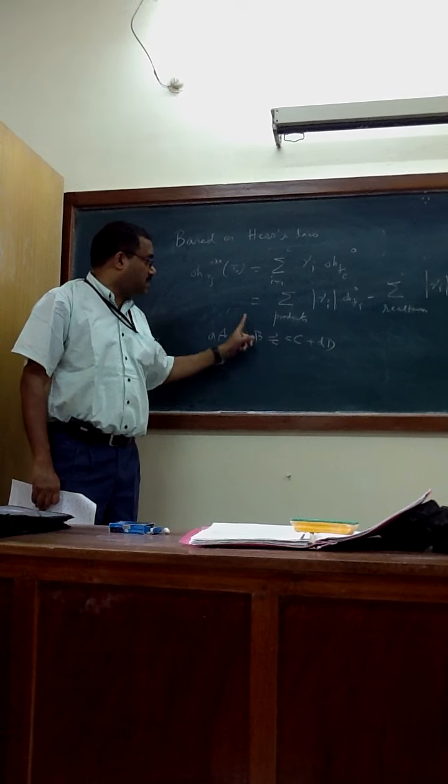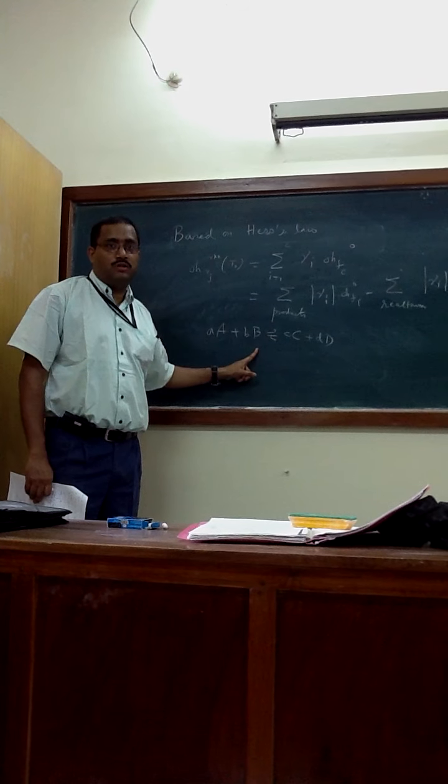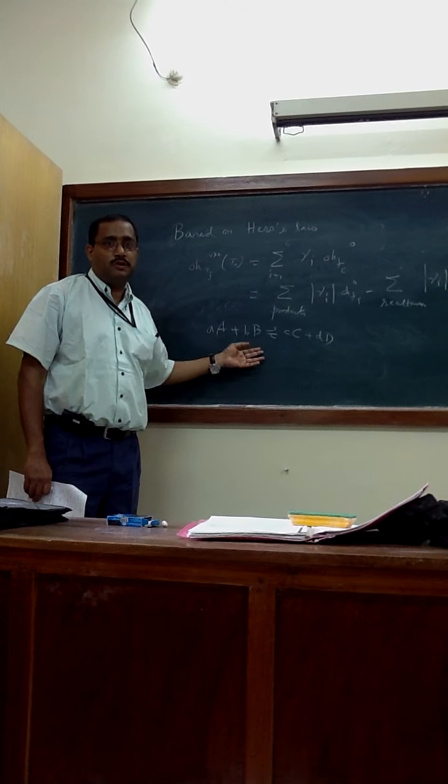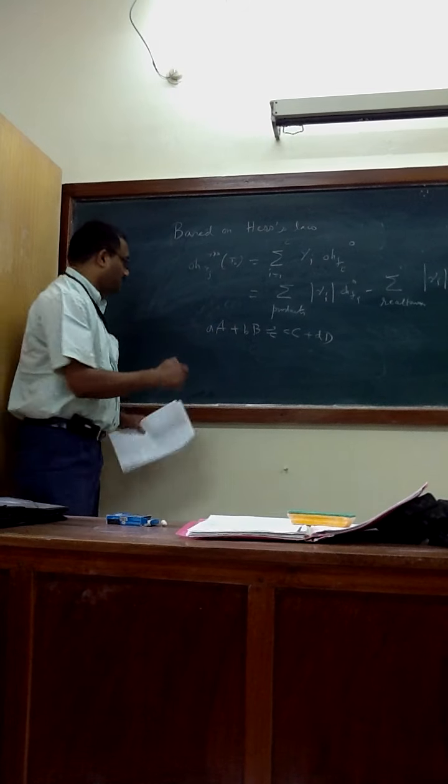The question is, if B is already in molecular constituent form, we don't take heat of formation, it is already there. What I am talking about is 25 degrees centigrade.